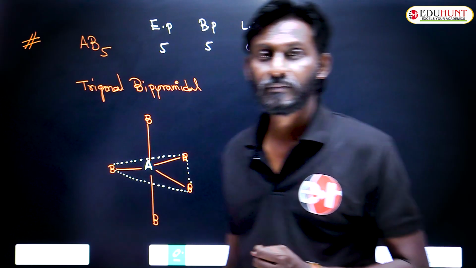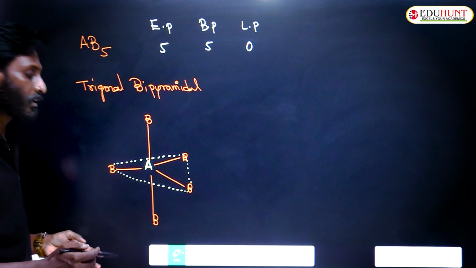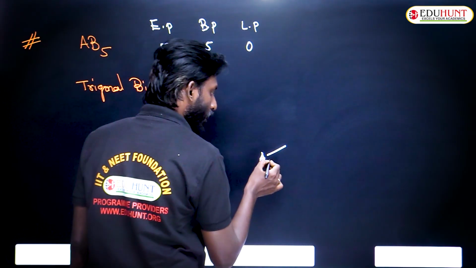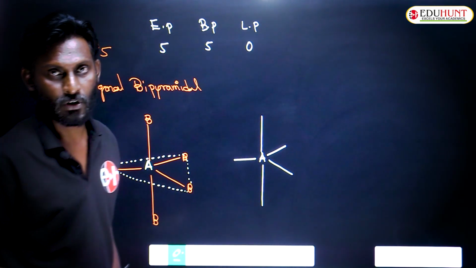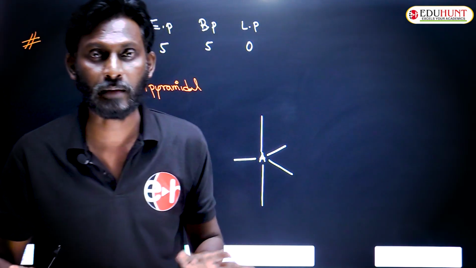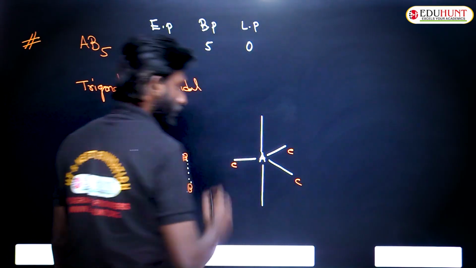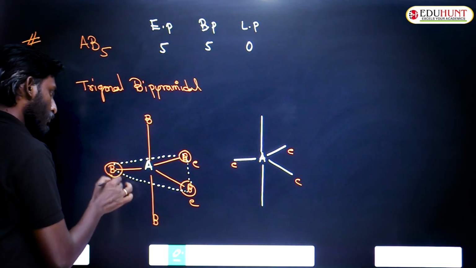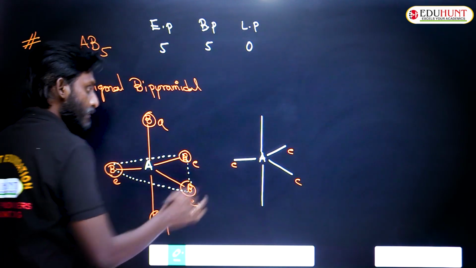See, in this trigonal bipyramidal shape, all the corners are not of the same type. There are 2 types of corners. You can find 5 corners, but they are of different types. What are the types, sir? These three are called equatorial positions, and these two are called axial positions. These two are axial, first thing.